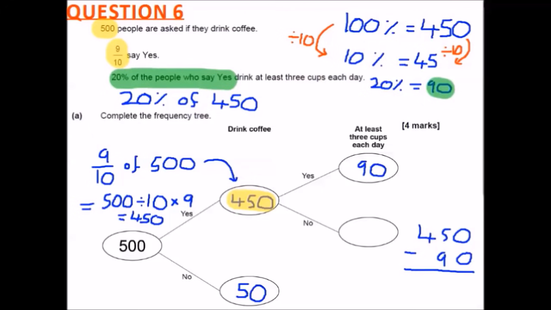So if we do this, 0 take away 0, obviously just 0. 5 take away 9 we can't do. So borrow 1 from the 4, which becomes 3. The one we borrowed goes here. So that 5 is now 15. 15 take away 9 is 6. And 3 take away nothing below it is still 3. And so then we put in 360 and we've done our frequency tree.